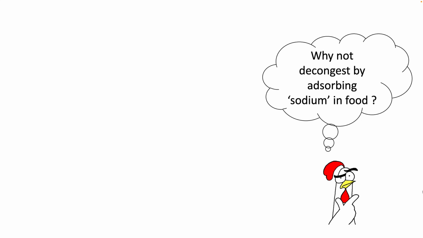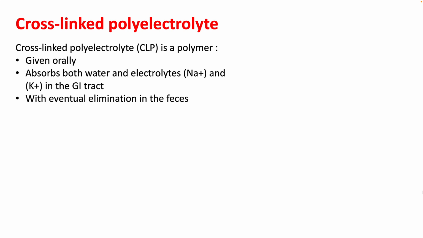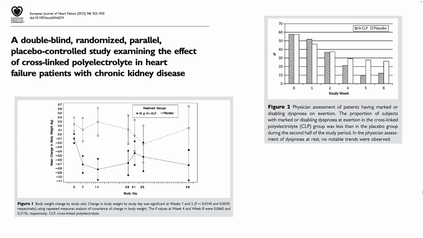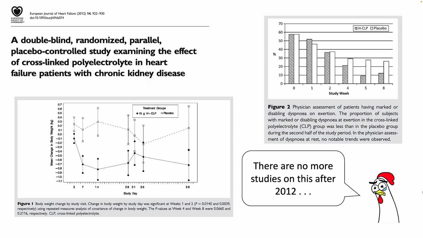Another way to decongest would be using your gastrointestinal tract, and you can use substances that should be able to absorb sodium and water in your intestines. One such medication is cross-linked polyelectrolyte. This is a polymer which, when given orally, absorbs water and electrolytes such as sodium and potassium, and these are eventually eliminated in the feces. A randomized controlled trial in 2012 showed that there was improved body weight when using this compound when compared to placebo, and similar results were obtained when you looked at the dyspnea scores. However, this medication has not been studied since.